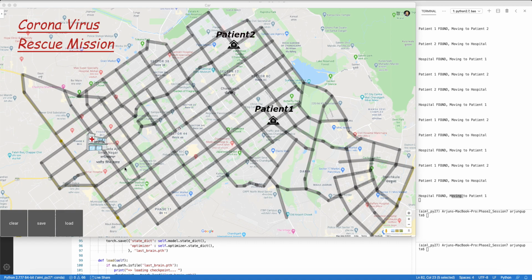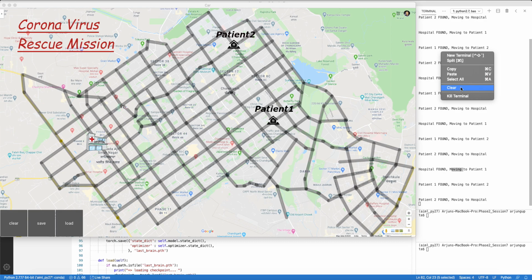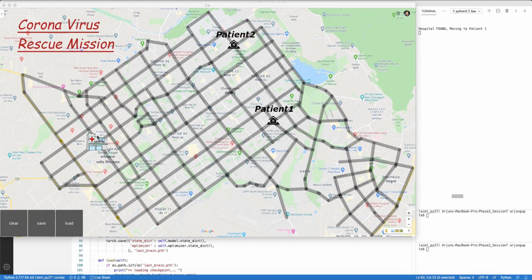The second thing that we have defined is that whenever it gets near to the location defined, it gets a positive reward. Also, we can see on the right side of the logs, like "hospital found, moving to patient". So I'll clear the log, and now we'll see. Right now it's moving to the hospital. Whenever it gets to the hospital, it prints "found, moving to patient one". So now it is going to patient one. Currently the goal of this van is to go to the patient. As soon as it finds patient one, it goes to patient two, and now it has gone to patient two. Now it's going towards the hospital.